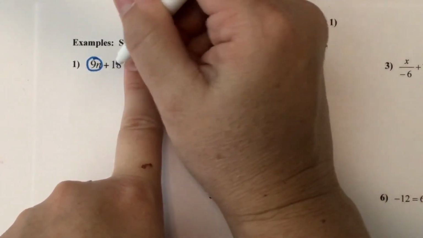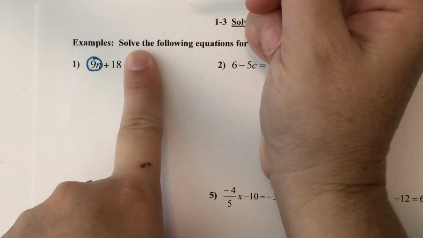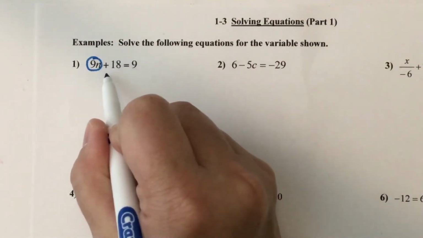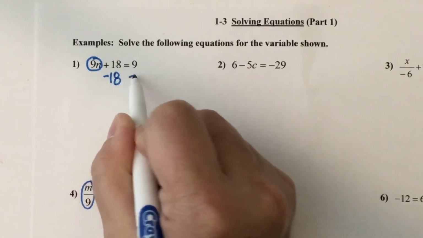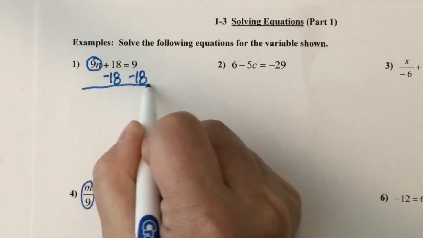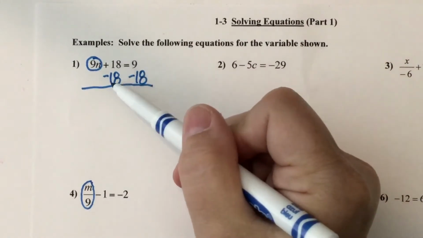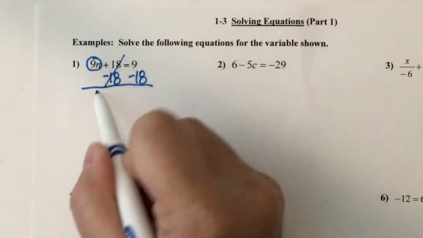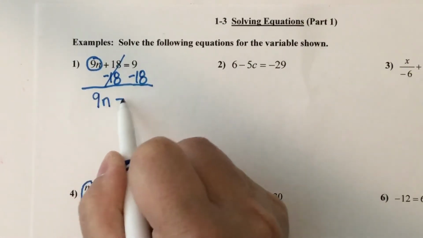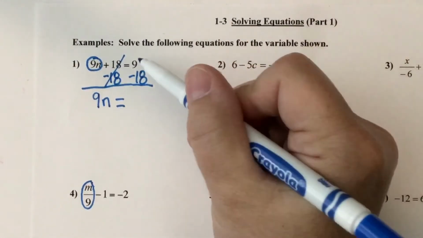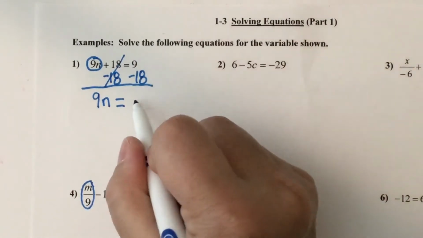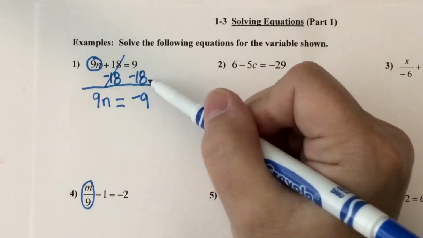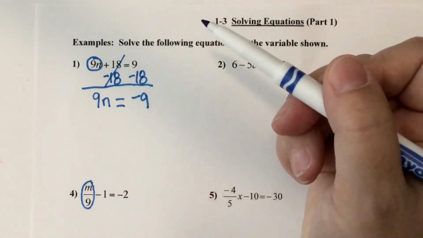So I want this 18 to completely disappear, which means it needs to turn into 0. So to get rid of an addition of 18, I have to subtract 18. That way, 18 minus 18 is 0, and shoop, now it's gone. So all that remains is 9n on the left side, and on the right side, 9 minus 18 makes negative 9. Remember, if you have a positive and a negative, you subtract and take the sign of the bigger number.